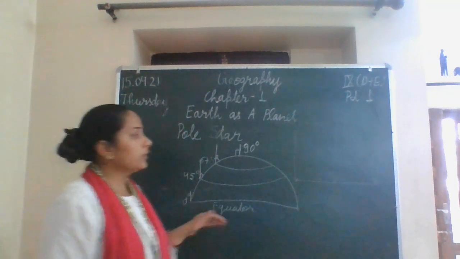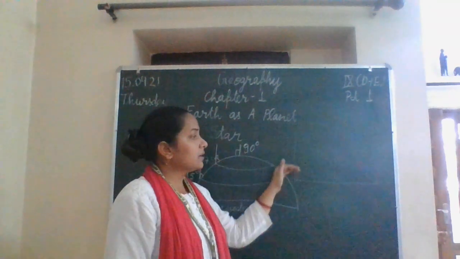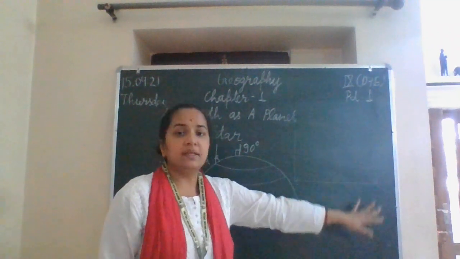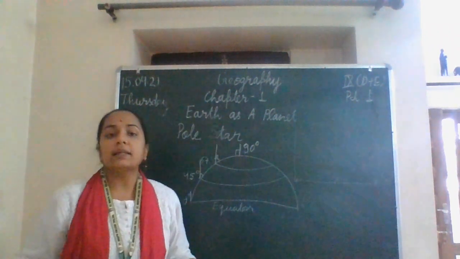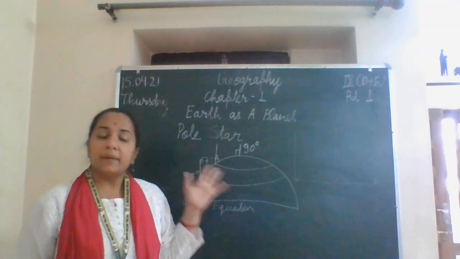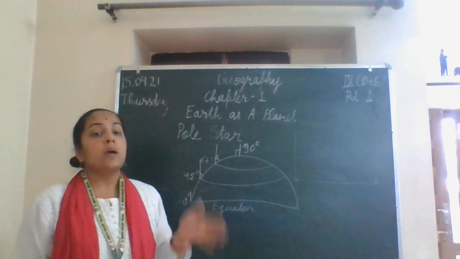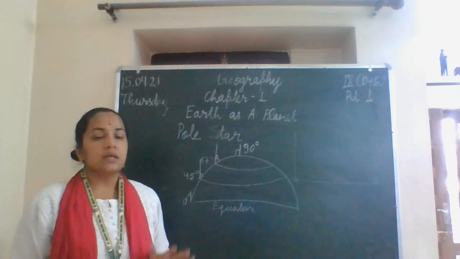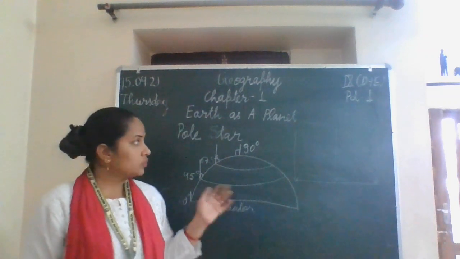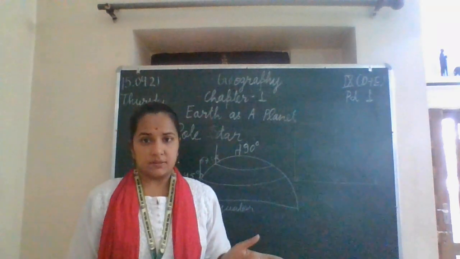If the earth had been a flat surface, the angle at which the light is falling would have been the same for all the latitudes on the surface of the earth. But it is not the same. Why? Because the earth is spherical in shape. So this was the third evidence.